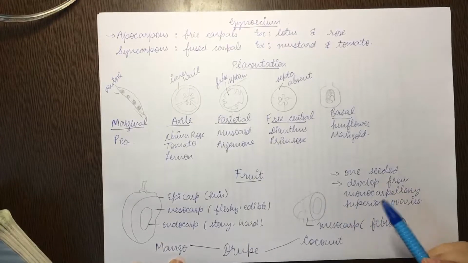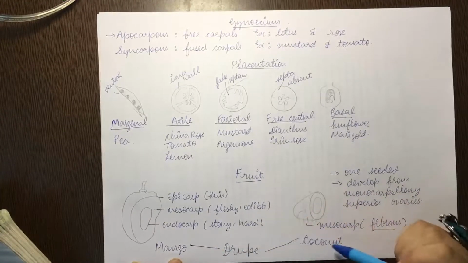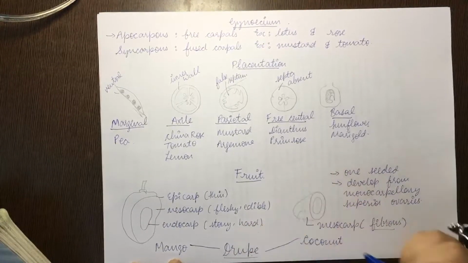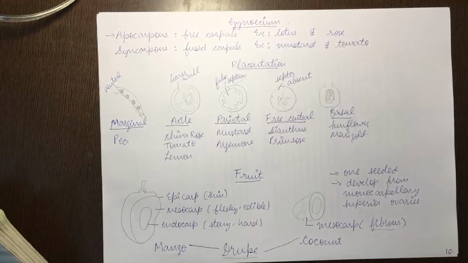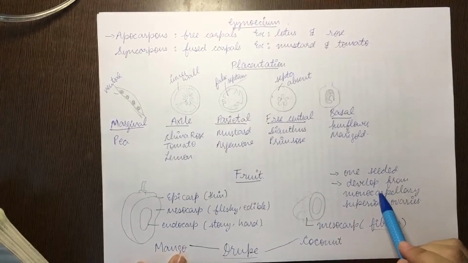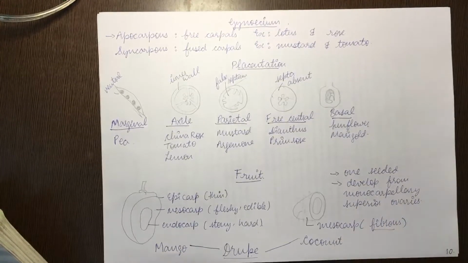And in coconut, the mesocarp is fibrous. And both these fruits are drupe. Very important. Also, both of them are one-seeded and develop from a monocarpellary superior ovary.